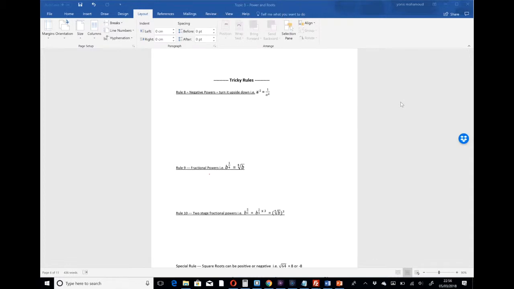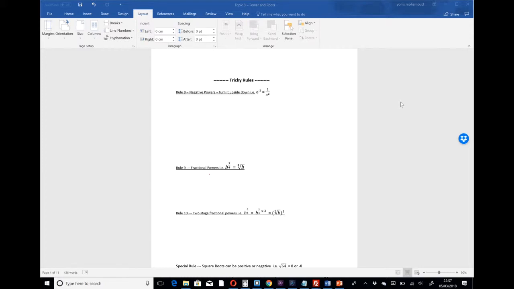Okay, so let's go over the three tricky rules of power. So let's go over rule number 8, which is if you have a negative power, turn it upside down. I.e., if you have a to the power of minus 2, that should give you 1 over a squared.